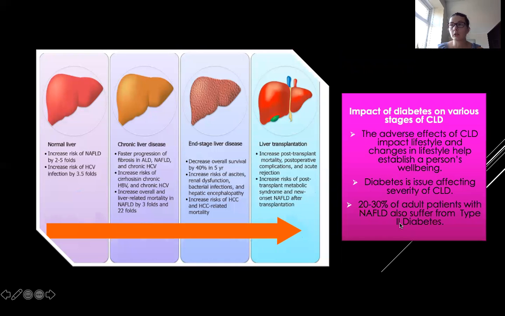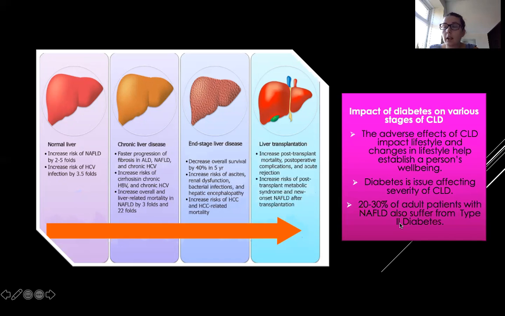In this slide, I introduce information about the impact of diabetes on various stages of chronic liver disease. The adverse effects of CLD impact lifestyle, and changes in lifestyle health establish a person's well-being. Diabetes is an issue affecting severity of chronic liver disease and is estimated in 20 to 30% of adult patients with non-alcoholic fatty liver disease, who also suffer from type 2 diabetes.